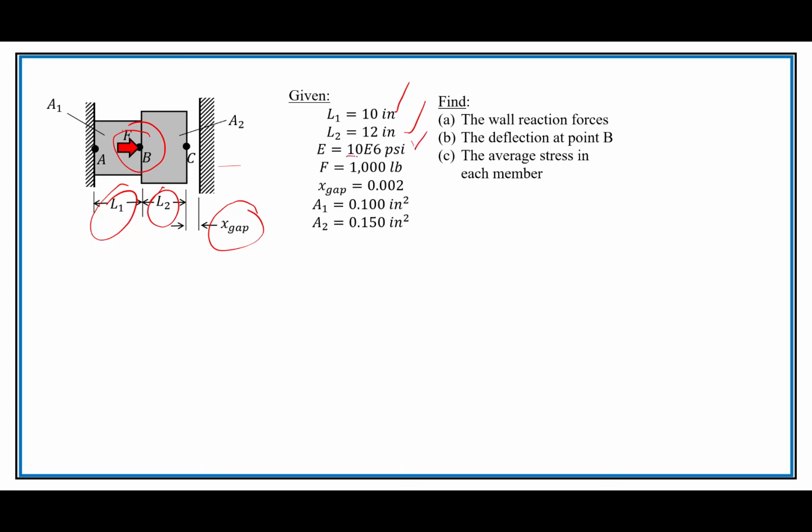It must be made of aluminum, because I happen to know that's the aluminum Young's modulus. The force is 1,000 pounds. The gap is 0.002, and the cross-sectional area of each is as mentioned here. And we want to find the reaction at the walls. Okay. It's always good to look at the reactions in FEA. The deflection at B, right? So that right here. And then the average stress in each member, right? So these are the three things we're going to look at.